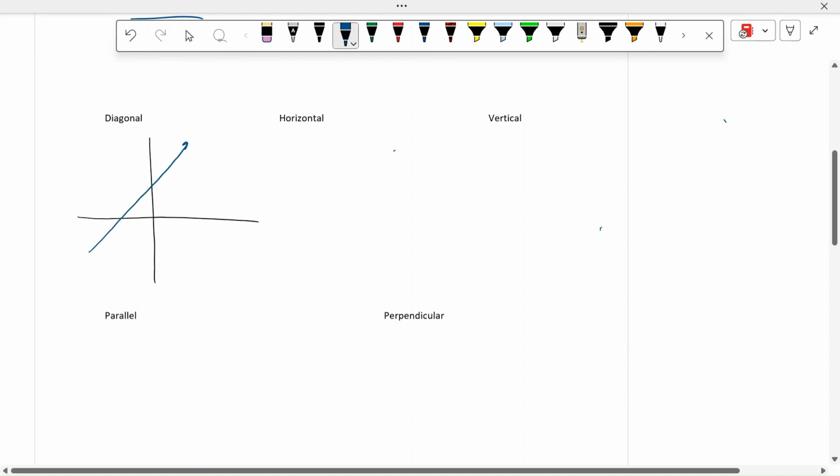This line has a positive slope. This red line would have a negative slope because it's going down from left to right. Occasionally, we get into some of the special cases. If we have a horizontal line like this green one, all of the y values are the same going from left to right, and the slope of this line would be equal to 0.